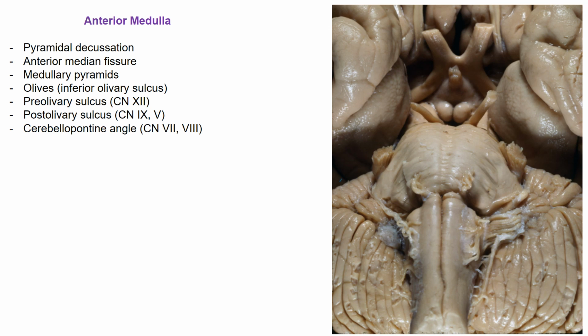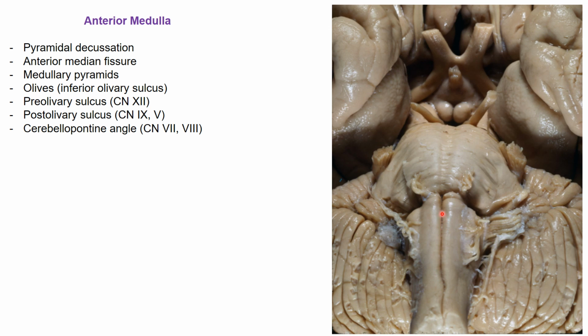So starting with the medulla, we are going to start with looking at the anterior portion of the medulla. I'm going to start by looking at the pyramidal decussation, which is something that you should be quite familiar with. The pyramidal decussation is what demarcates the spinal cord more inferiorly and the medulla more superiorly. So right here is the pyramidal decussation, and this is going to mark the beginning of the medulla as we move superiorly.